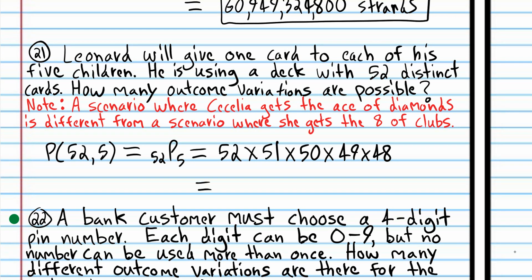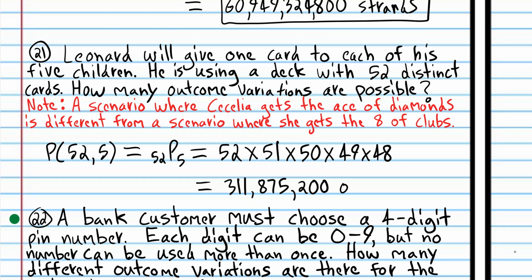Now again, it's easier to do this in your calculator, so enter 52, the math button at the upper left, right arrow button, to the PRB, go down to nPr, enter, and then press 5, and you have your answer. So that's going to be 311,875,200 outcome variations.